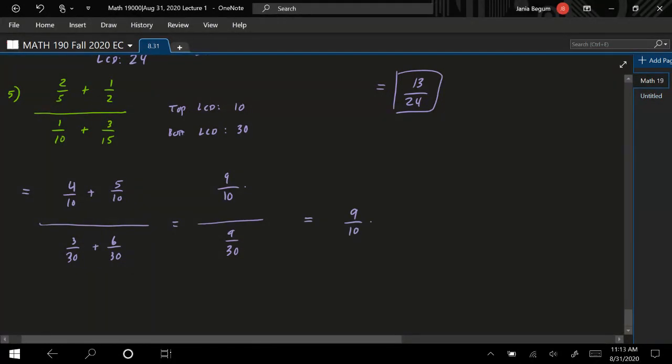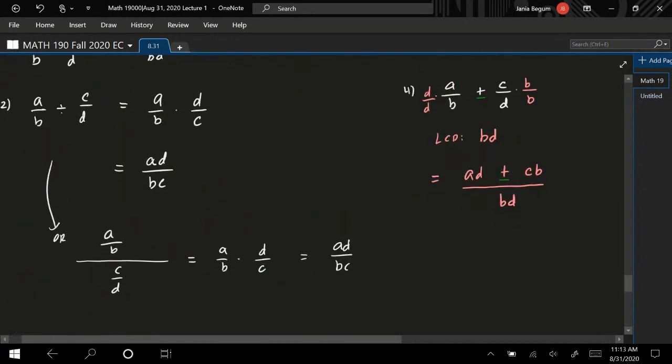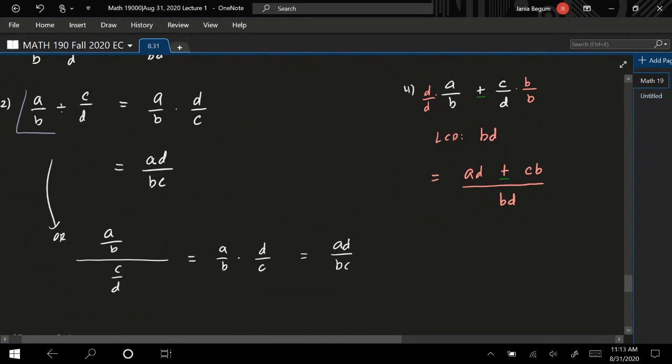Right. So here we're going to do the reciprocal of the bottom. So that'll be 30 over 9. Okay. Now, which rule are we using here? We're using this one, number 2, right? So you have division can be written this way, or division can be written this way. And the second version is the one we have.